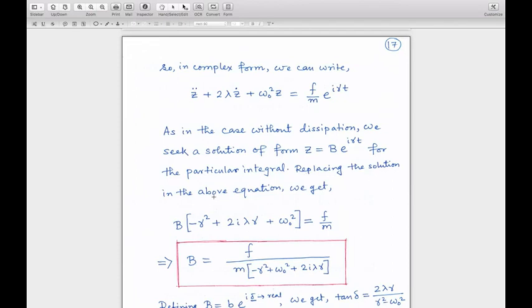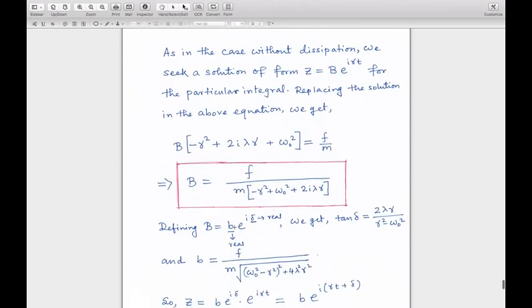And replacing the solution in this equation, we finally get b times minus gamma square plus 2i lambda gamma plus omega 0 square is equal to F by m. So finally b will be given by F by m, divided by minus gamma square plus omega 0 square plus 2i lambda gamma.